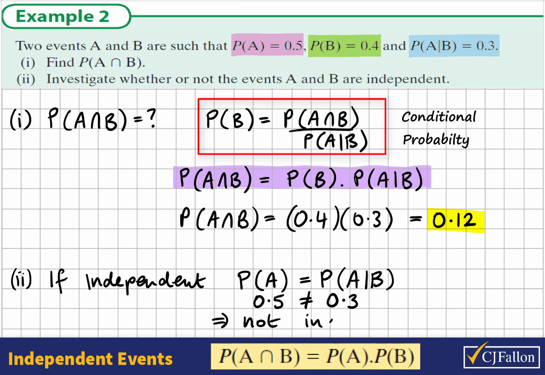There is a second approach we could have taken to this. We could have used the multiplication rule for independent events and seen that the probability of A multiplied with the probability of B, which is 0.5 by 0.4, gives us 0.2, and that's not equal to the probability of A and B, which is 0.12. But there seems no need to do this here because it's apparent from the question that A and B are not independent.